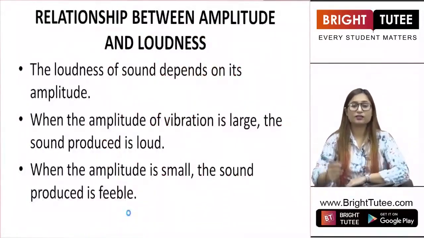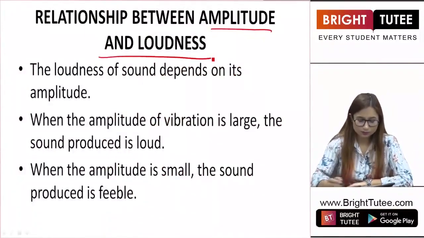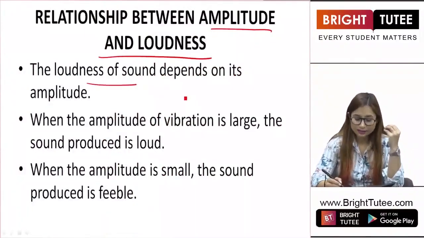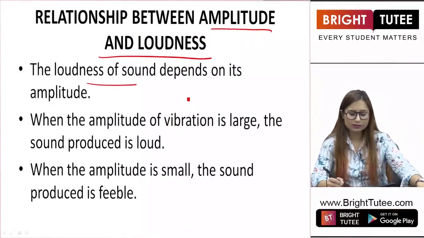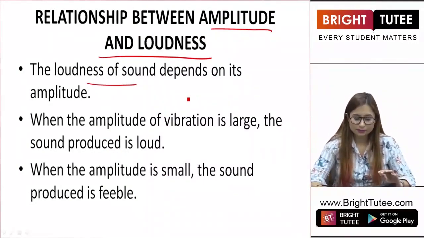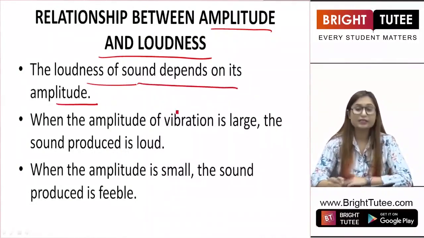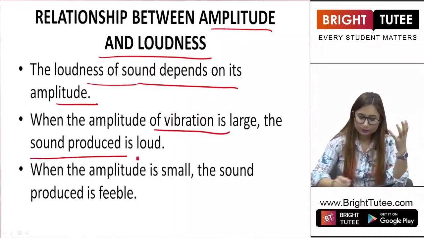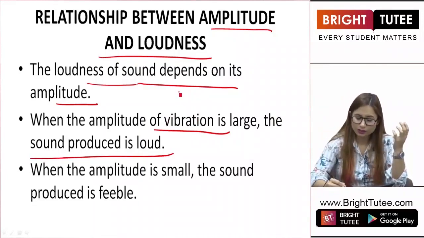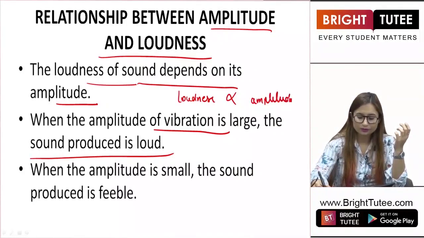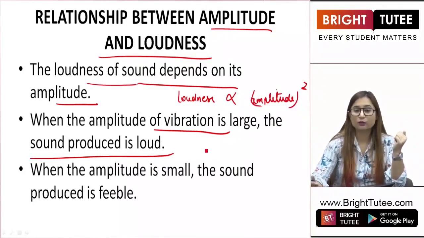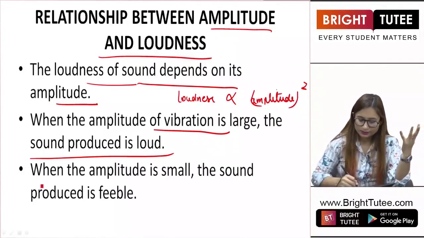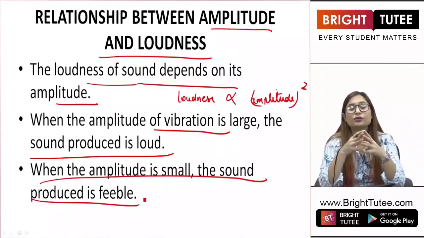Let us see the relationship between amplitude and loudness. Students, the loudness of sound depends on its amplitude, right? Also, students, after this we are going to discuss the time period. Now, the loudness of sound depends on its amplitude. We already learnt, when the amplitude of vibration is large, the sound produced is loud. As I told you, loudness is directly proportional to the square of amplitude. So, obviously, if amplitude is increasing, the voice becomes louder, right? When the amplitude is small, the sound produced is feeble.